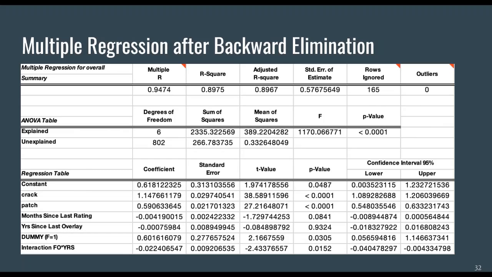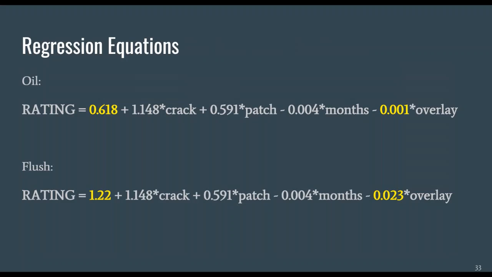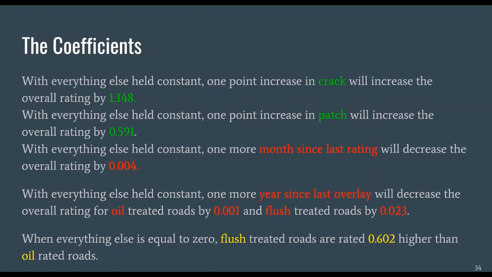You can see some of these don't have the best p-value or the most significant coefficient. We kept those in because they were requirements for the project, and to end with equations that we could use. So those are broken down with the dummy variable into whether the road is oil or flush, two different equations, as you can see with two different intercepts and then the different interaction on the overlay. We'll break that down further into the coefficients of each.